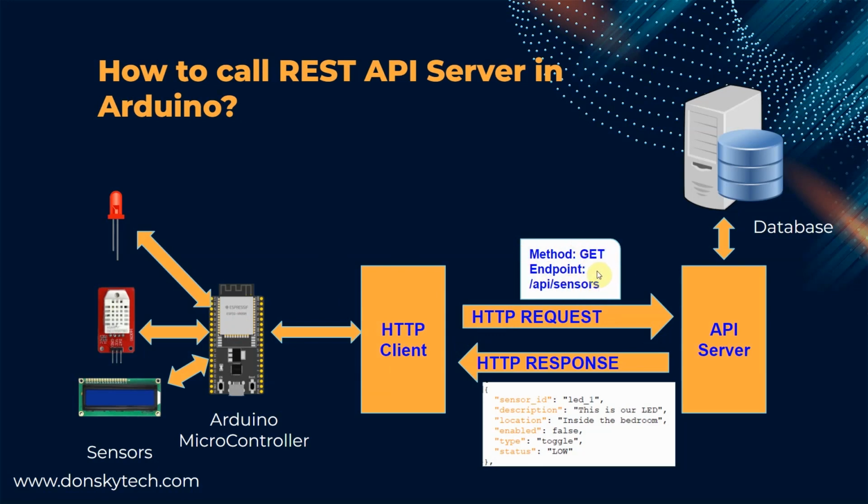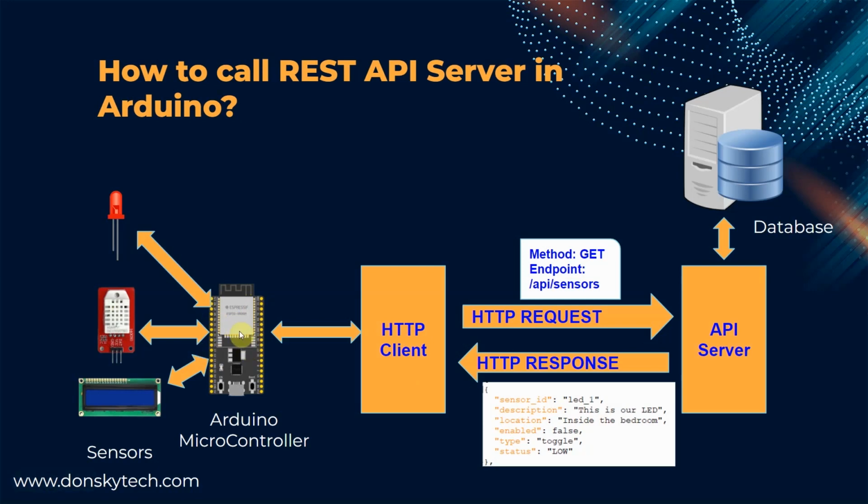So, in this diagram, I am sending a GET request to the endpoint /API/sensors. As I have mentioned in the previous video of this series, we have created several APIs in our sensors management system that will allow us to execute code or create, read, update, and delete operations to our database. The API server is programmed to send back a JSON object, or JavaScript Object Notation object, and whatever the response is, it is sent back to our Arduino microcontroller.